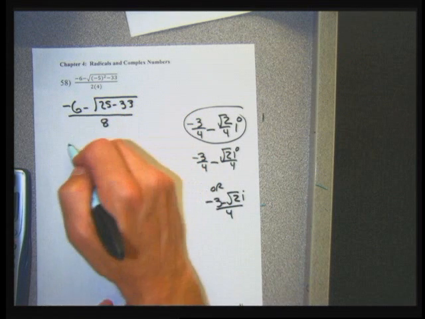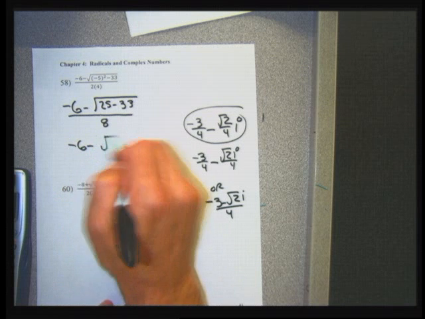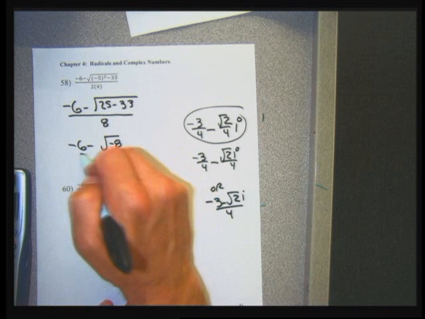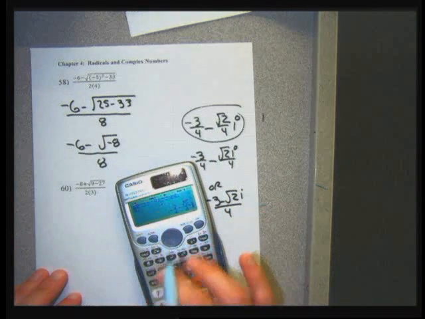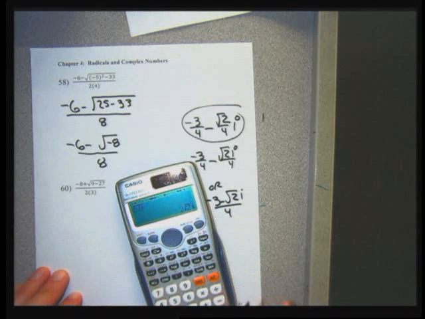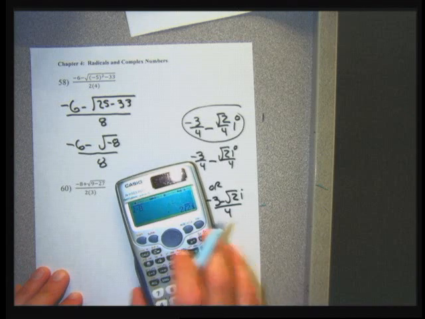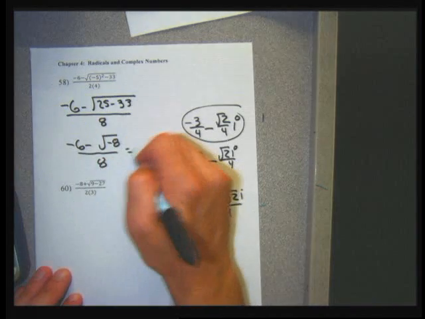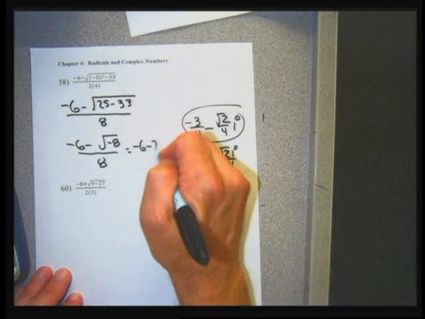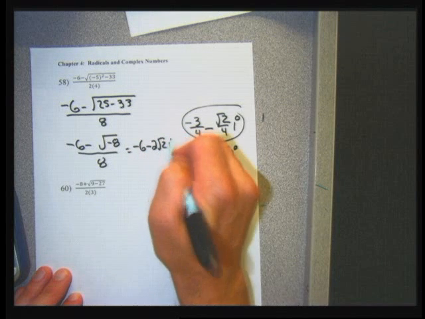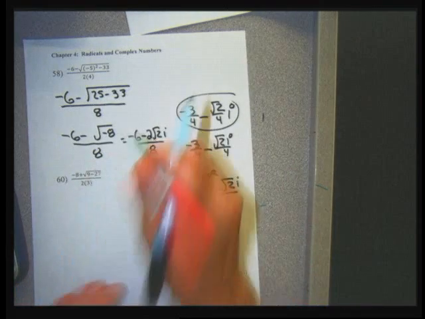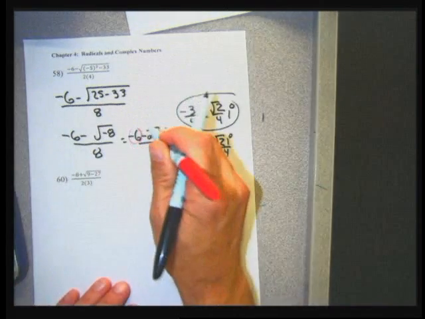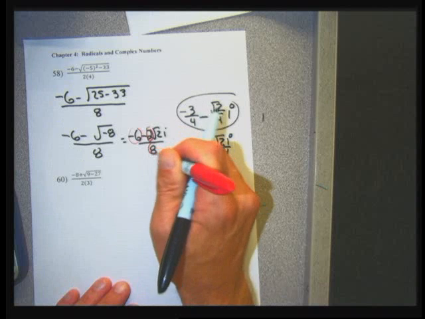And that's going to give me negative 6 minus the square root of negative 8 over 8. And I'll sneak the square root of negative 8 out here. The square root of negative 8 is 2 square root of 2i. So I'm going to make this negative 6 minus 2 square root of 2i over 8. To get to this answer, I'm going to divide this by 2, that by 2, and that by 2.